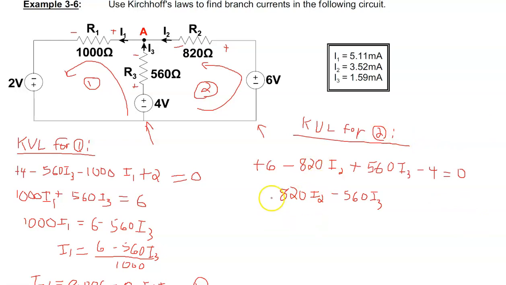In any event, I like to make this number here positive. And so 820 I2, subtract 560 I3. And on this left side of the equation, we have 6 minus 4, which gives us 2. If I changed the sign, that would be negative 2, but I brought it across the equal sign, so equals 2. Now, remember that this becomes equation 2, but if I'm going to solve for something in terms of I3, oh, wait, no, let me fix that.